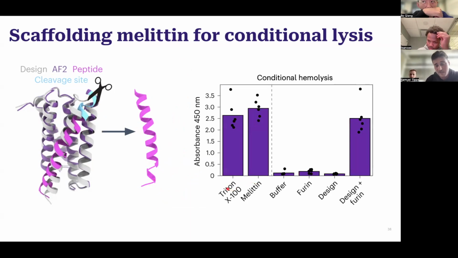And so this was a red blood cell lysis assay, which we used because when red blood cells are lysed, they release heme, which absorbs at 450 nanometers. So if you get red blood cell lysis, your absorbance goes up. On the left here are two positive controls, Triton X100, which is a strong detergent, and purified melittin that we just purchased from a company. And only when we incubate our design with furin protease do we see red blood cell lysis. So this was really exciting. And there are some people in the lab carrying this work forward, which is also cool to see.